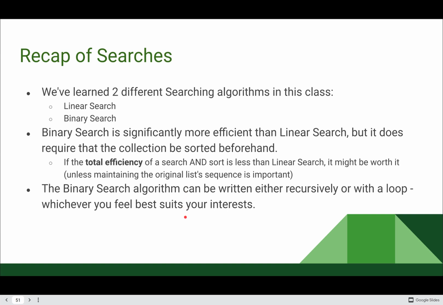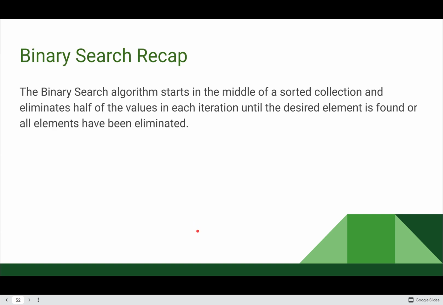And the binary search algorithm that we learned about today can be written either recursively or with a loop, whichever one you feel best suits your needs. So that binary search algorithm starts in the middle of a sorted collection. It's going to eliminate half the values each iteration until we have found what we're looking for, or we've eliminated all elements. Any questions on binary search?